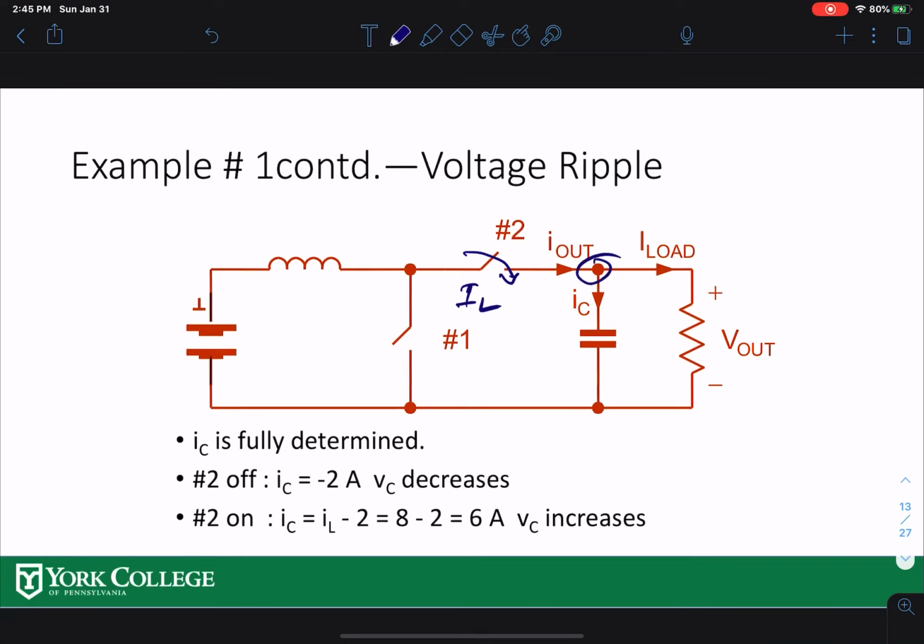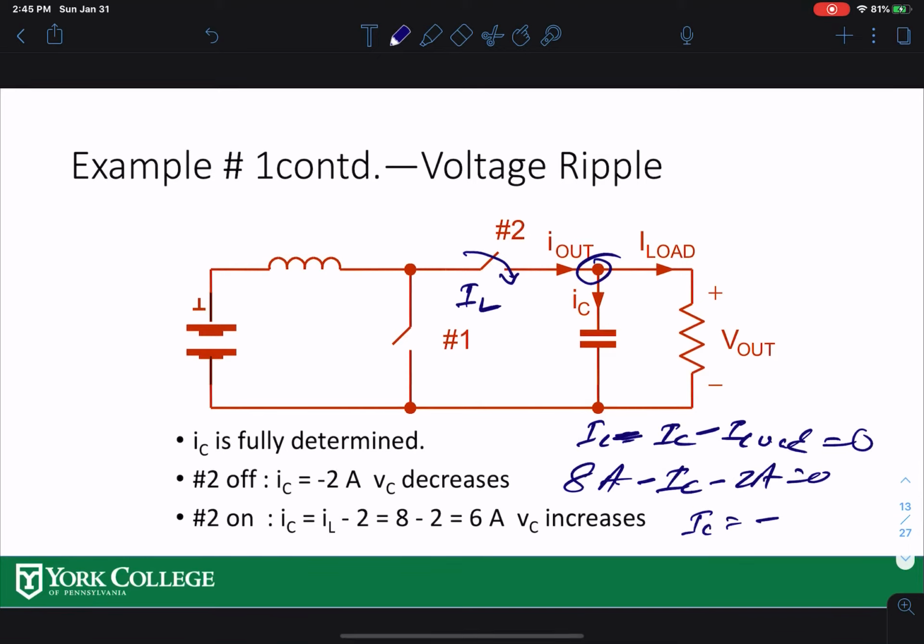So at this node, if I take IL, equal to incoming current, and the outgoing current is IC and also I load, and the sum is equal to 0. This is the 8 amps, this is IC, I don't know yet, and this is your 2 amps, equal to 0. Then your IC is negative, just 6 amps, right? So when switch 2 is on, your IC is 6 amps.